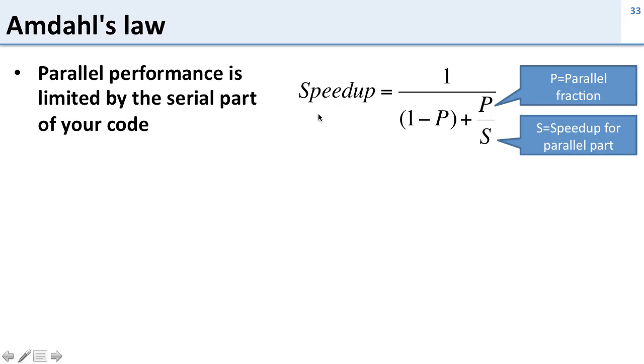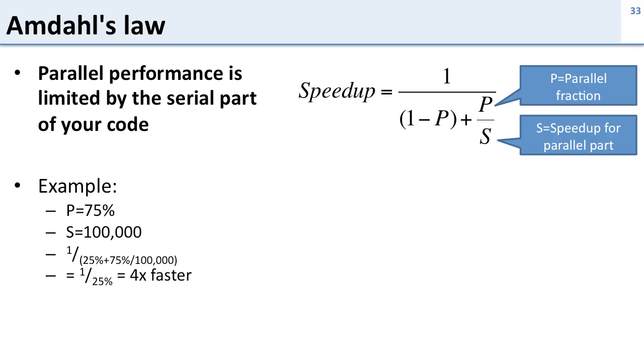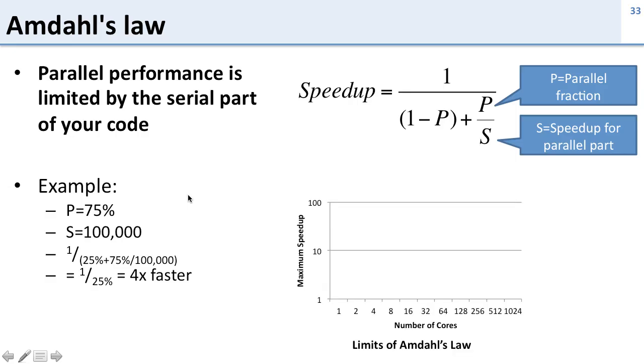So let's take a look at an example. So p equals 75%. 75% of my program is parallelizable, and the speed up for that is going to be 100,000, just the example we had before. So now I've got 1 over 25%, or 1 minus the parallel percent, plus the parallel percent, 75, over 100,000. And what you get is basically 1 over 25, because this 75% over 100,000, this part in here basically goes away, it goes to 0. So it's going to be 4 times faster.